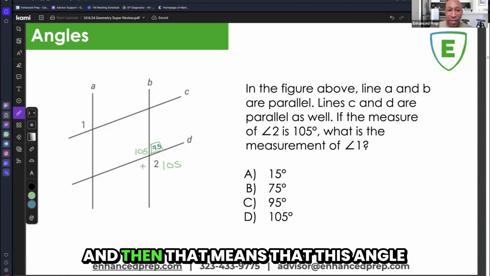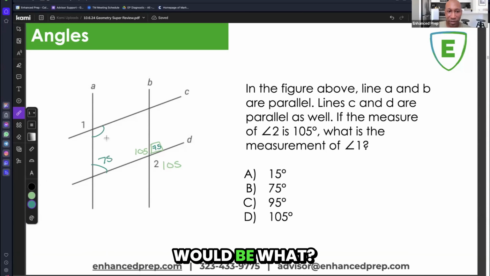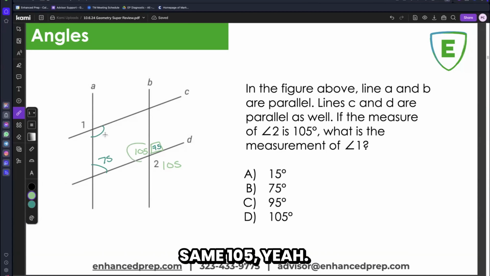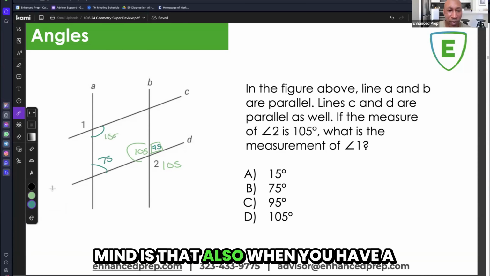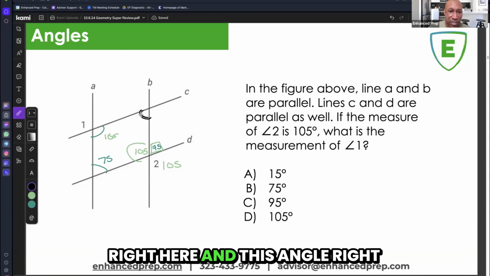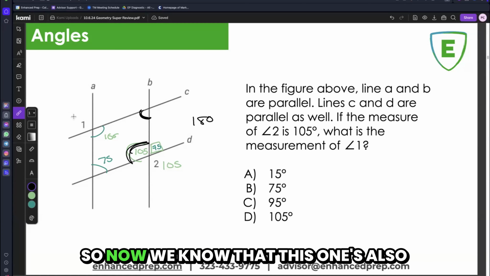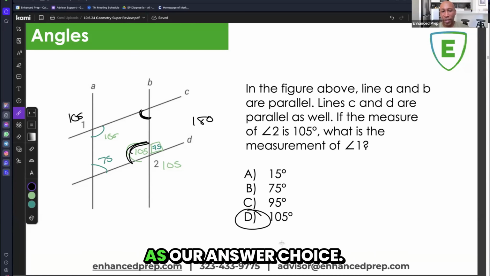75, yeah. And then this angle right here would be what? Oh, 75. Or this one's actually going to be the same. 105, yeah. There you go, 105. So one thing to keep in mind is that when you have a triangle like this, this angle right here and this angle right here have to equal 180 as well. Right? So now we know that this one's also going to be 105. So we can go with D as our answer choice.